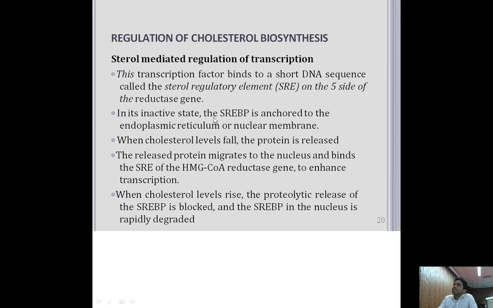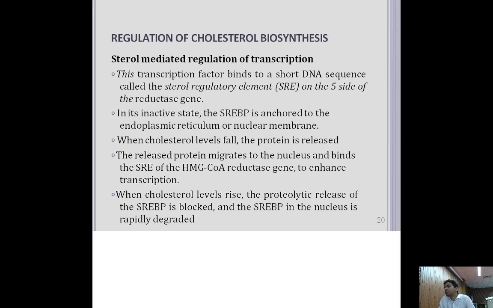Once it is released, it goes inside the nucleus and binds to a sterol regulatory element region of the DNA, which is beside the HMG coenzyme A reductase gene. Once SREBP binds to SRE, the transcription of the HMG coenzyme A reductase gene increases. That increase in transcription leads to more and more formation of mRNA of HMG coenzyme A reductase.